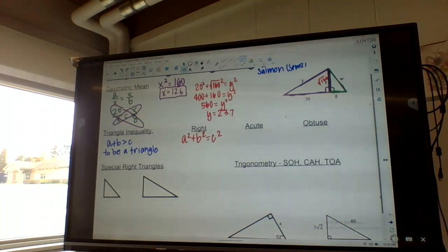So to be a triangle, we have to check if A plus B is greater than C. Once it's a triangle, then we go into which type of triangle is it? Is it right, acute, or obtuse? So if it's right, A squared plus B squared equals C squared. If it is acute, A squared plus B squared is greater than C squared. I always think of C being shorter in that case, and that's the longest side. And then finally, obtuse is the opposite.